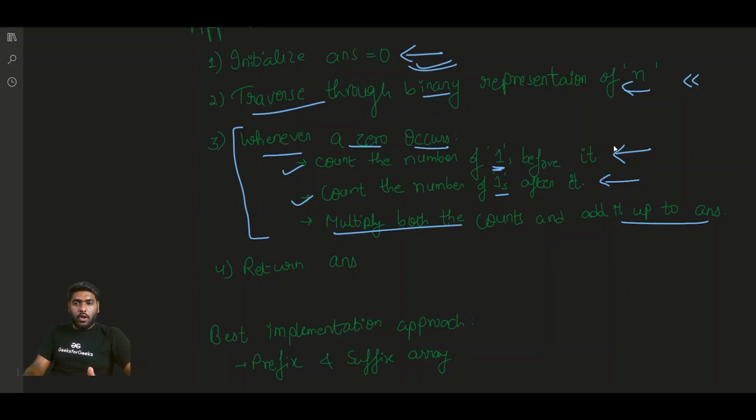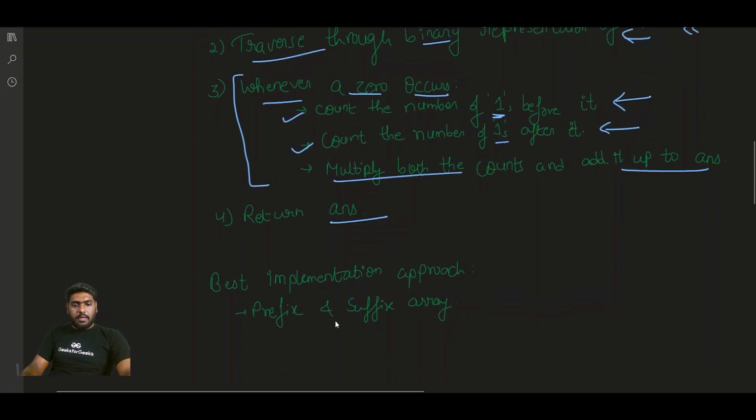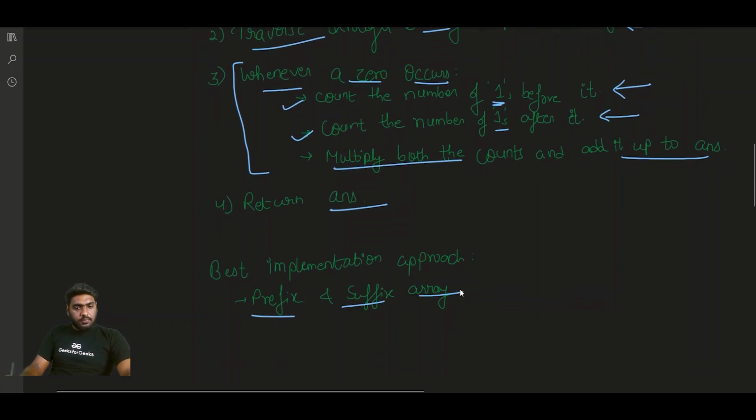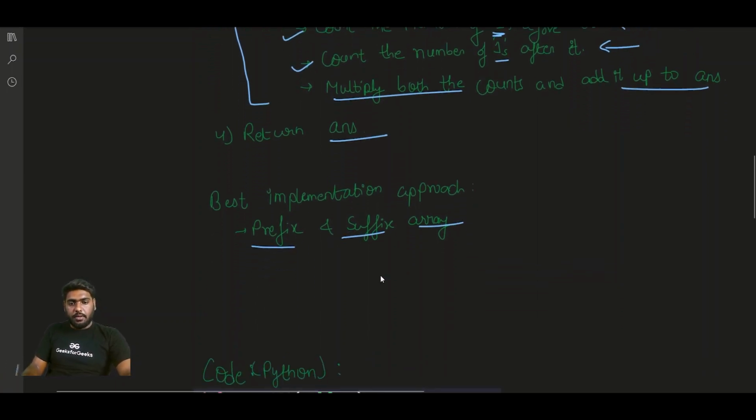Once you have counted it throughout the array, then that is going to be your answer, and you'll be returning it. Okay, so the very best way of implementing could be prefix and suffix array. Let's see it with one example.